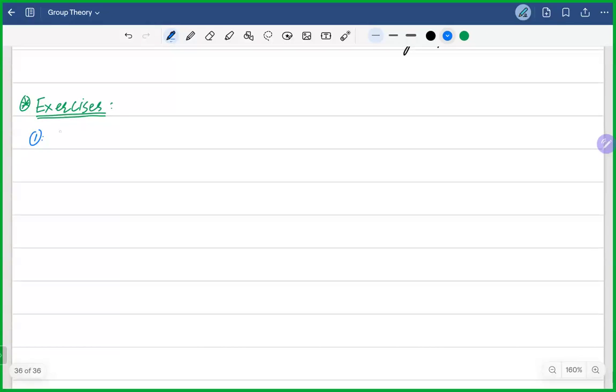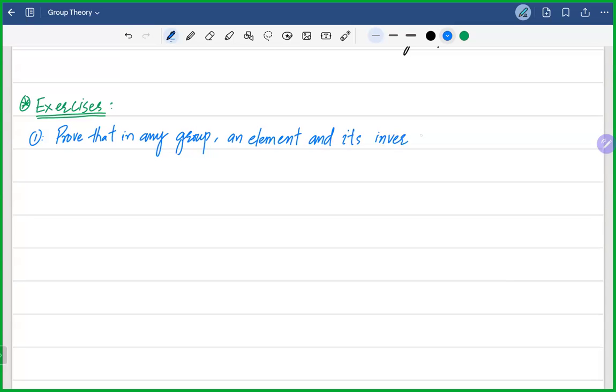which is prove that in any group an element and its inverse have the same order. And we provide the solution.